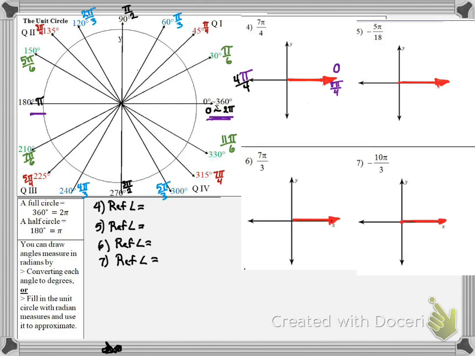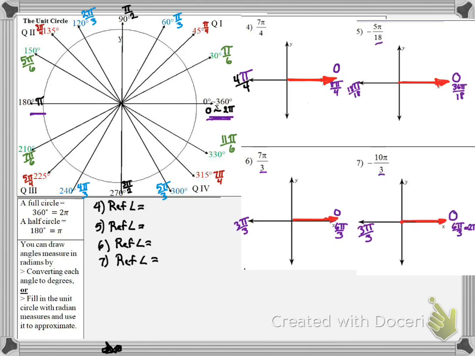I'm going to say, start with 0, go to pi, over here 2 pi. But since I have a 3 on the bottom, I'm going to call this 3/3, which is equal to 1. And I'm going to change my 2 pi into double that, 6 pi over 3.